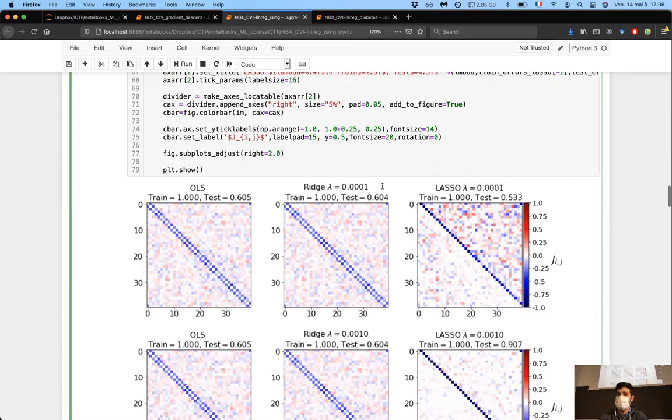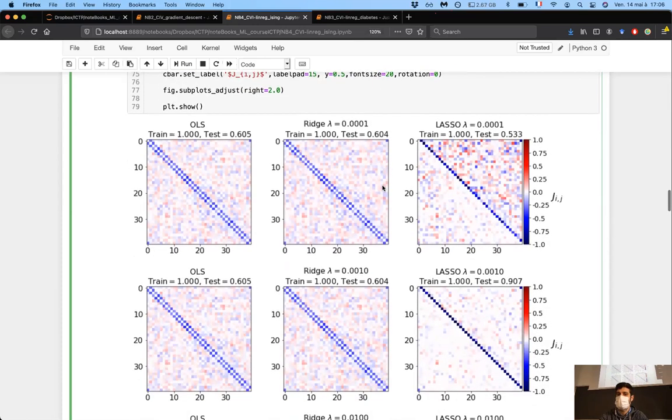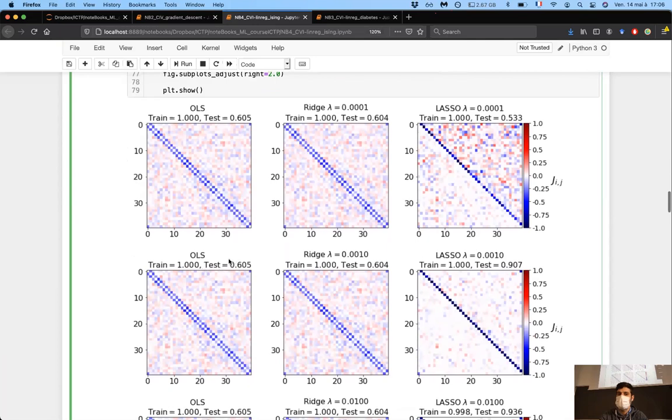And indeed, we see that as we increase the regularization, I'm going down. Each time you can see the test error and the value of the regularization. It's not an error here, it's a performance. The higher, the better, the maximum being 1. First, you see that even the ordinary least square test performance is not so bad, and the training performance is 1. So again, here we are overfitting. The training performance is the best.